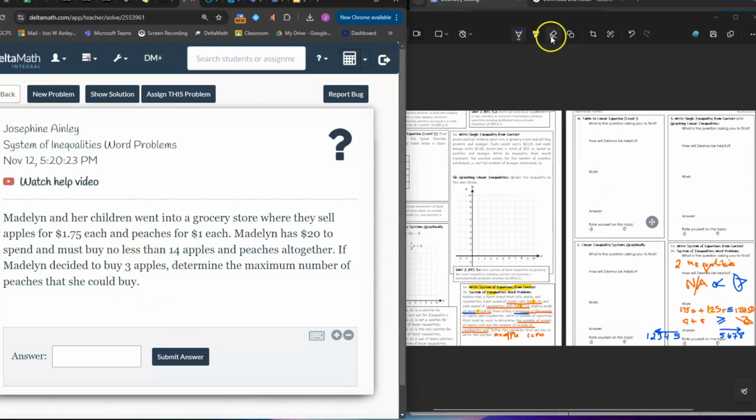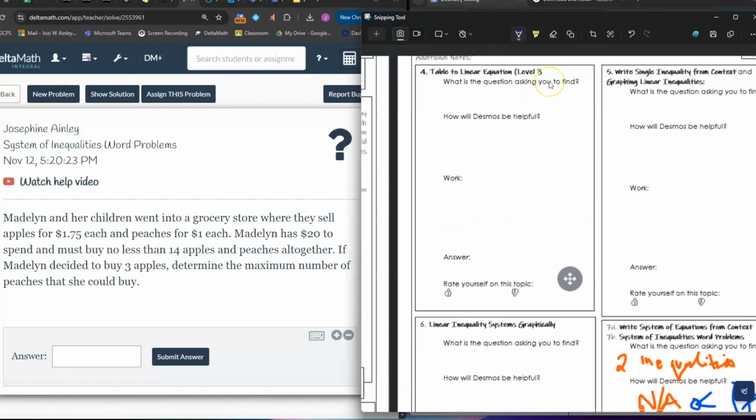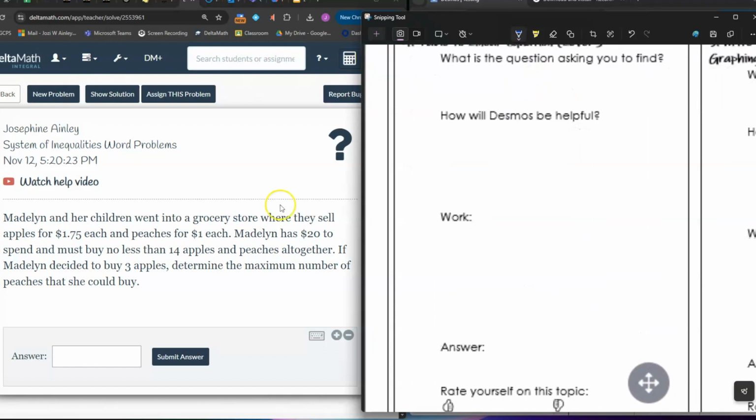So I'm going to do the work over here on one of these questions real quick. Madeline and the children went to the grocery store where they sell apples for $1.75. Oh, look, it's apples again. So this is $1.75, and I'm defining A for apples. And peaches for $1. So $1 for my peaches. Okay, money.